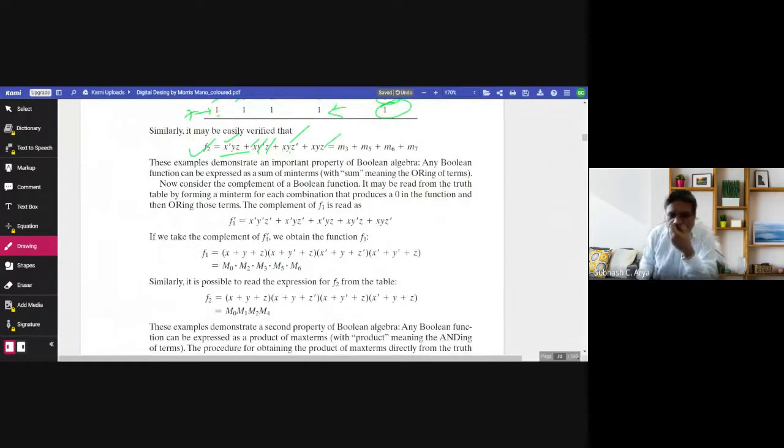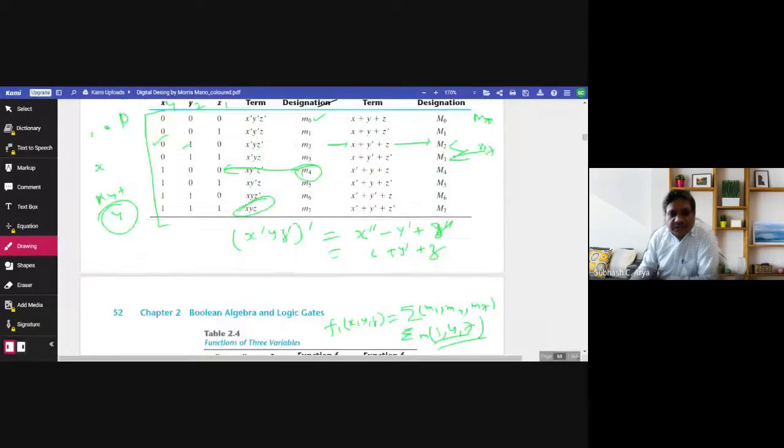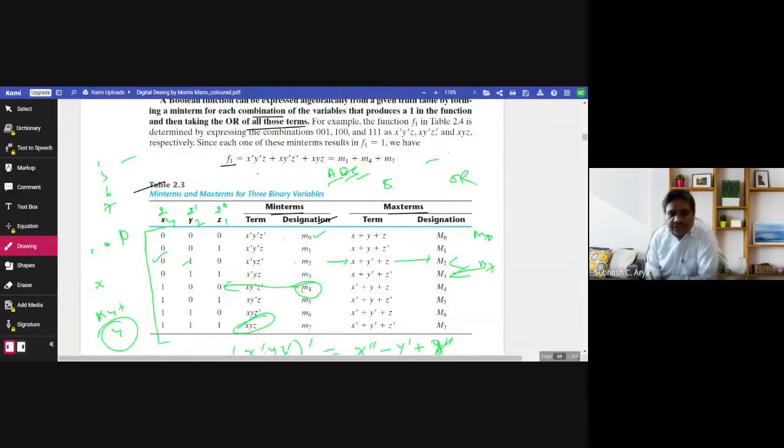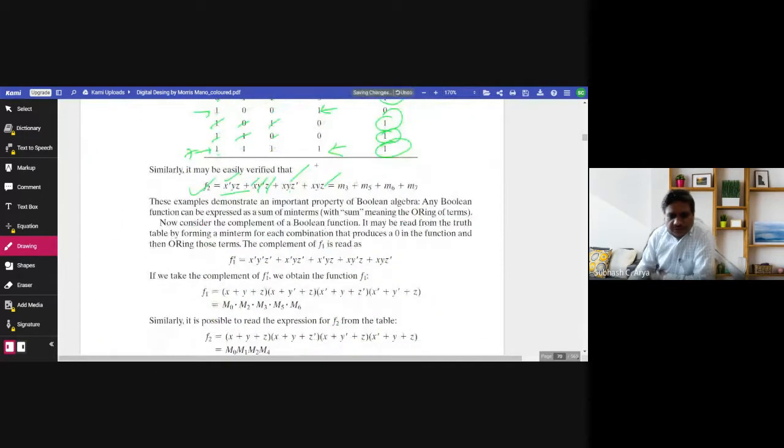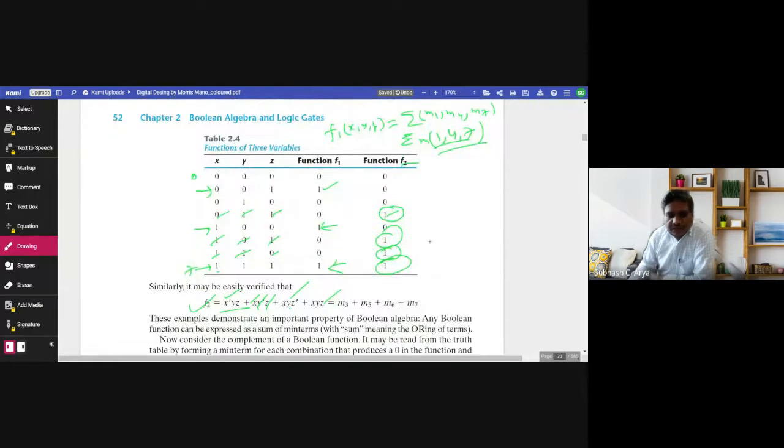Now coming to how to convert one combination to another. Suppose F1 is given here. F1 is written here: 1, 4, 7. Three terms.